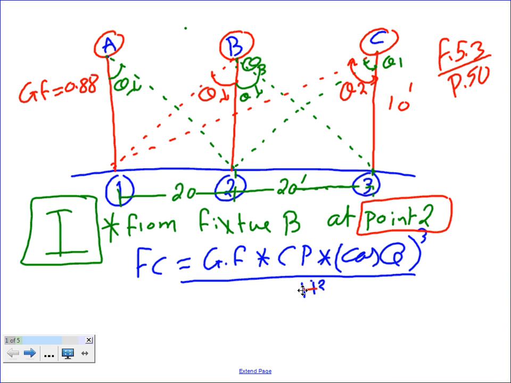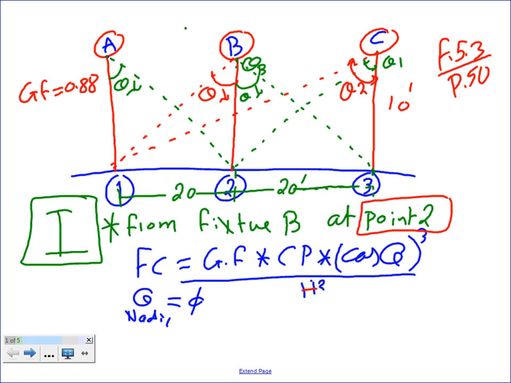So Q, this is from point B at point 2, right underneath it. What's the angle, guys, from B at point 2? 0, right? Because we're looking at the angle with the vertical. Right underneath it, this is the nadir point.